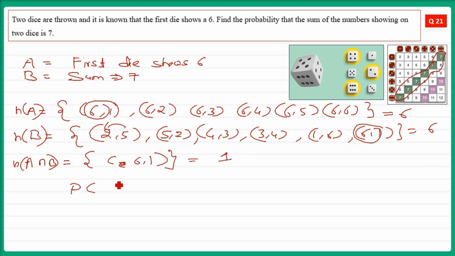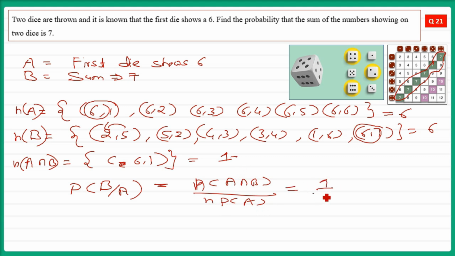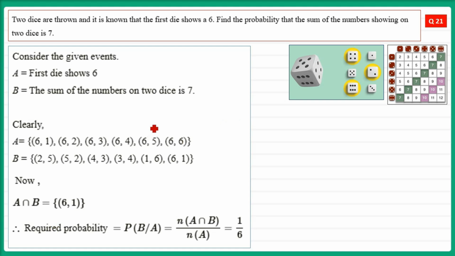So the probability of two dice are thrown, if it is known, always comes below. So we have A in the below part. The sum of the numbers showing on two dice is 7 is B. So P(B|A) will be P(A intersection B) divided by P(A). Just change it to n because we are dealing with the numbers. This will be 1 and n(A) actually. It's 6. So 1 by 6 it is. So this is how you are going to go about it.